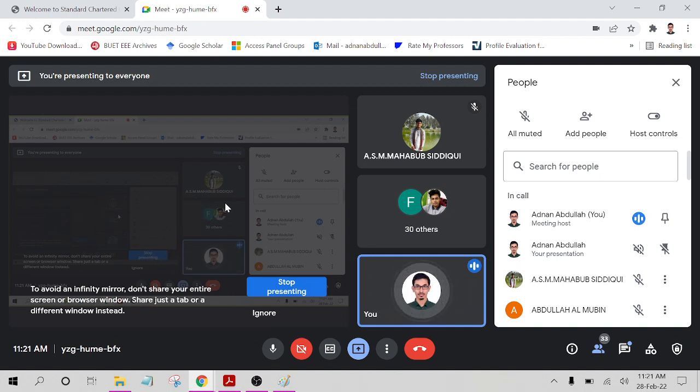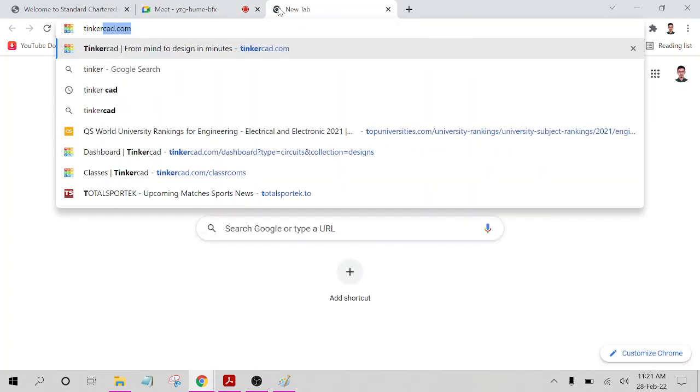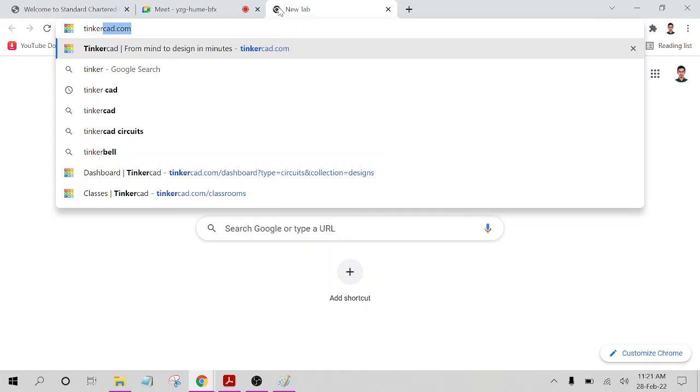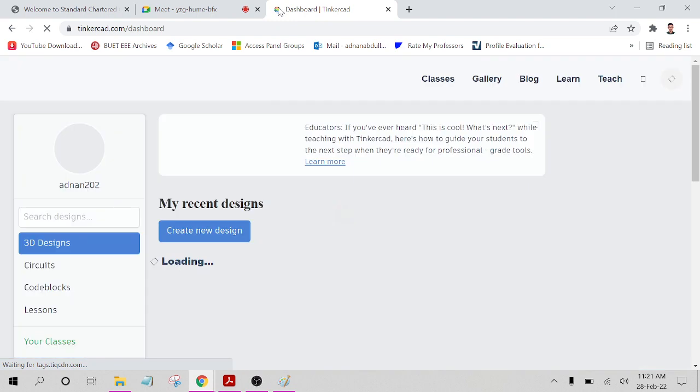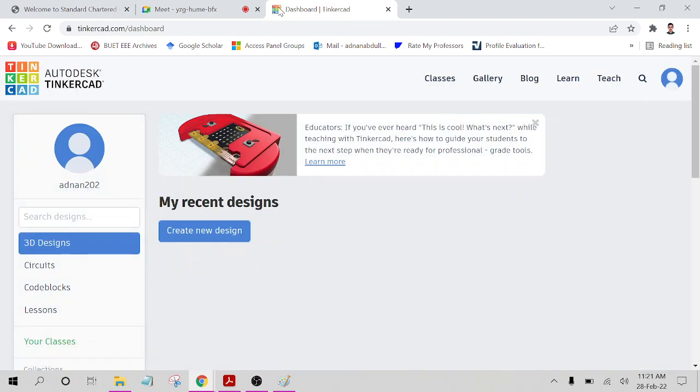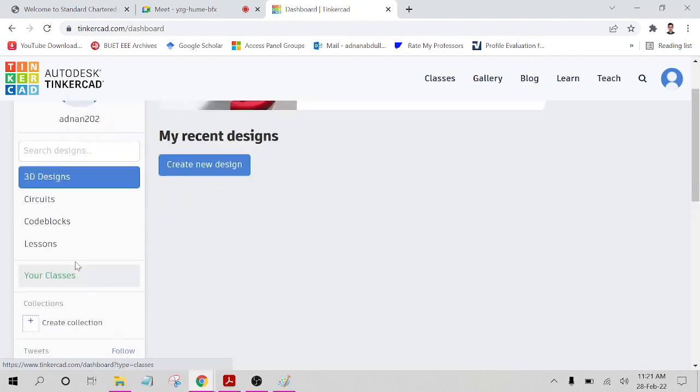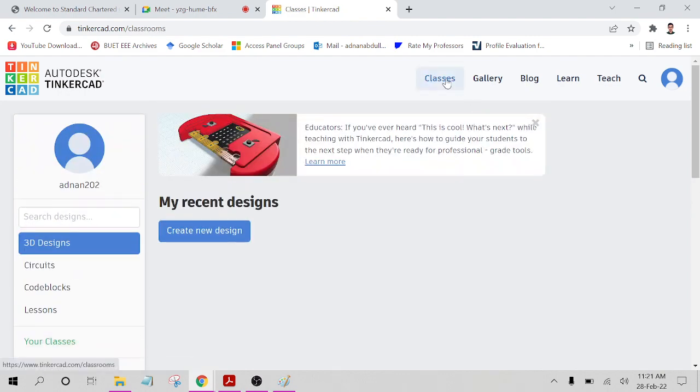That is the theory of experiment 1. Now let's go to Tinkercad and build the circuits. So please go to Tinkercad. Is there anyone who has not joined our class yet?